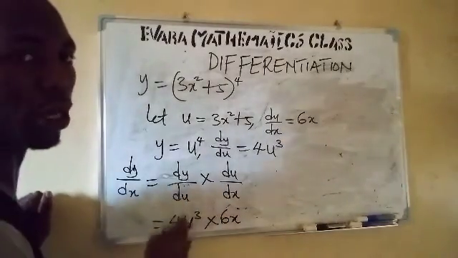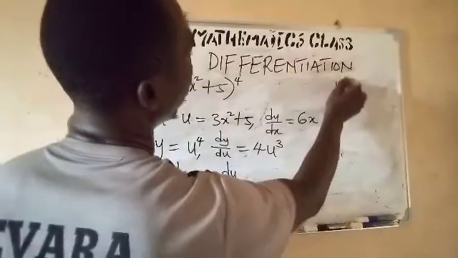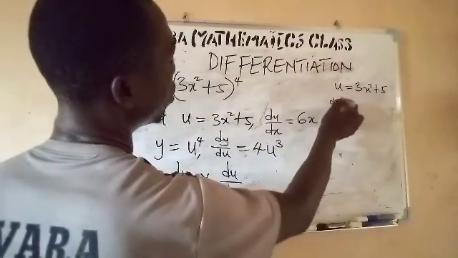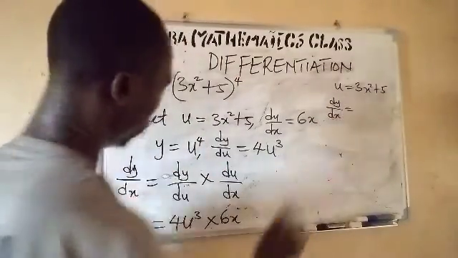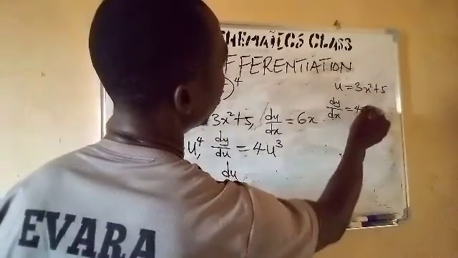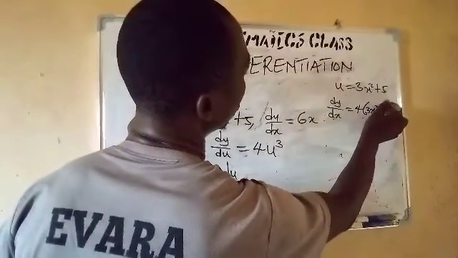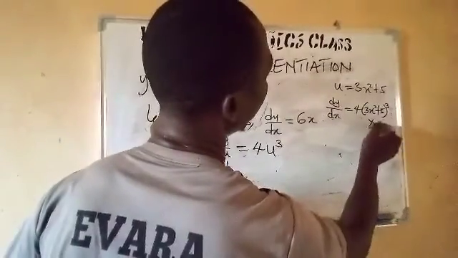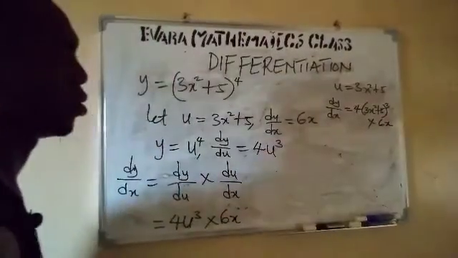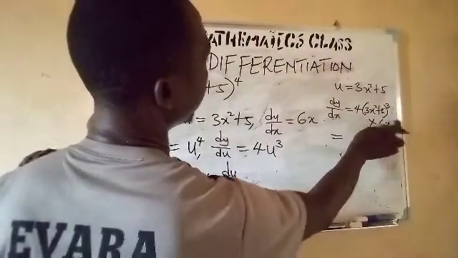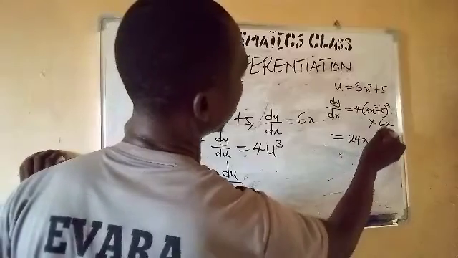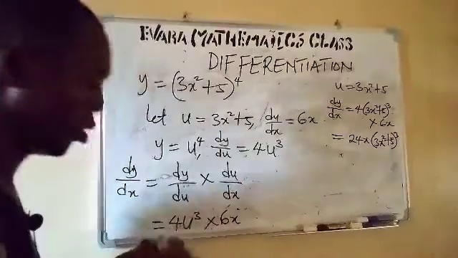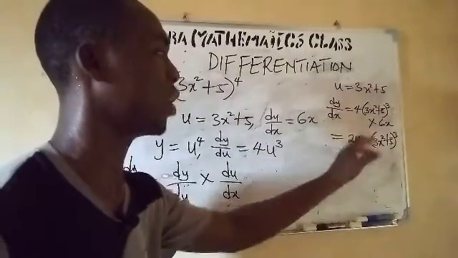That means we will now take this u back to the original form. You know, our u is 3x squared plus 5. So that means our dy dx, 4u cubed, will now be 4 bracket 3x squared plus 5 cube, then multiply by 6x. So if you multiply 4 by 6x, you have 24x in bracket 3x squared plus 5 cube. You can see we multiply 4 by 6x and get 24x.